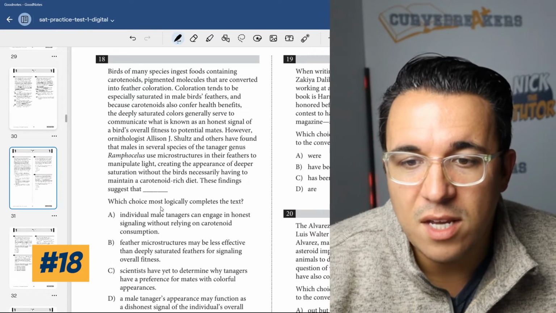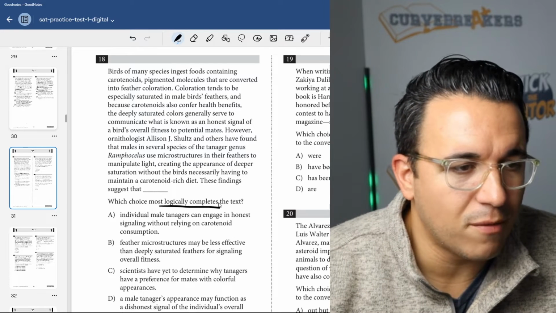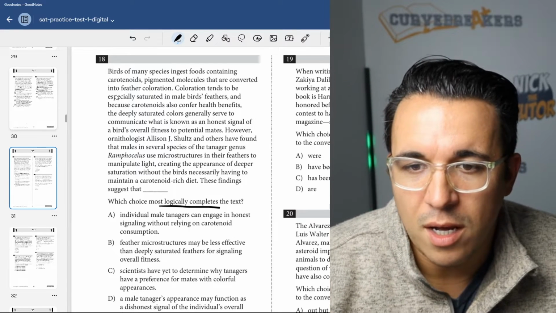All right, let's get into number 18. So once again, logically complete the text. These are always tough, right? I would say these are some of the harder questions. So let's get into this one.